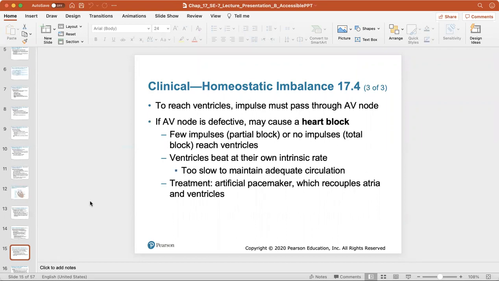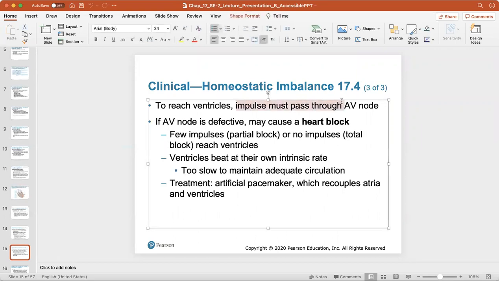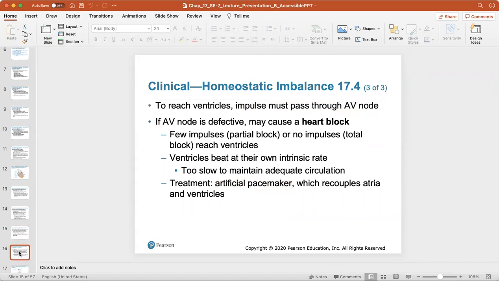To reach the ventricles, an impulse must always pass through the AV node. So if the AV node is defective, we call that a heart block, where few impulses, a partial block, or no impulses, a total block, are reaching the ventricles. So the ventricles will beat at their own intrinsic rate. They're too slow to maintain adequate circulation, and the treatment is to put in an artificial pacemaker, which is a little metal lead or wire which bypasses this block to recouple the atria and ventricles together.